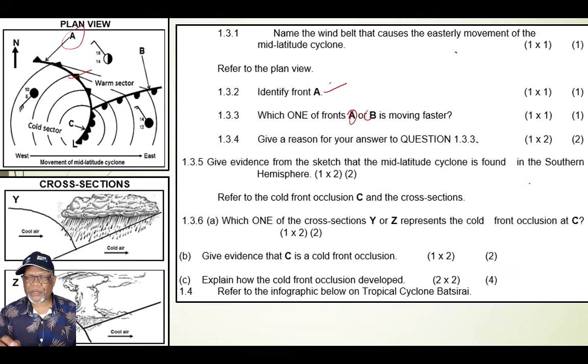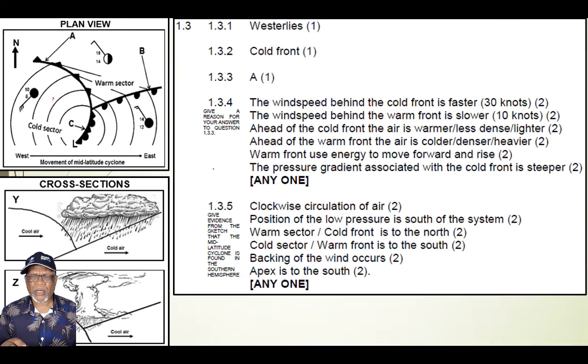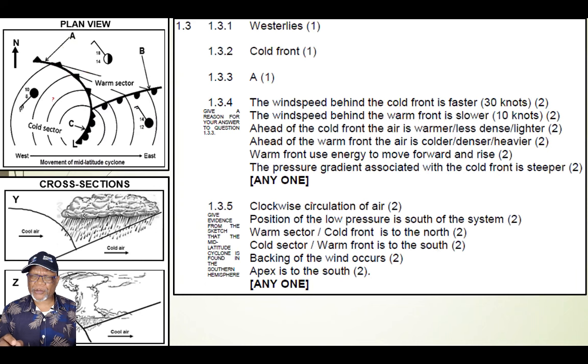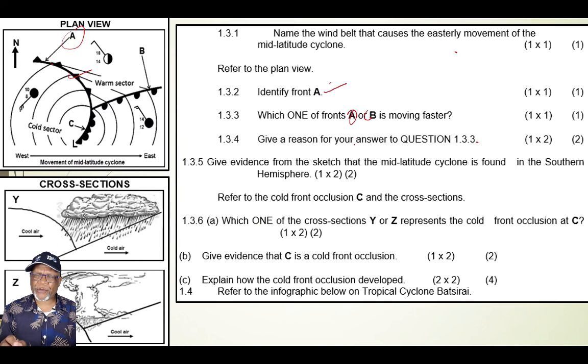So those are the questions that you expected to give there. I'm looking at the wrong questions here. I'm answering the wrong question. Give reasons for your answer. Here it was, why is it moving faster? So those are the answers that you could give. These are the answers to 1.3.4.